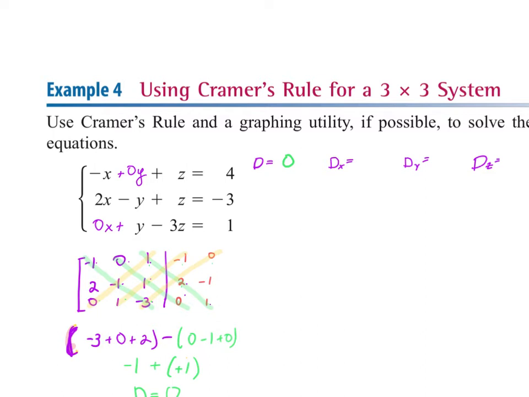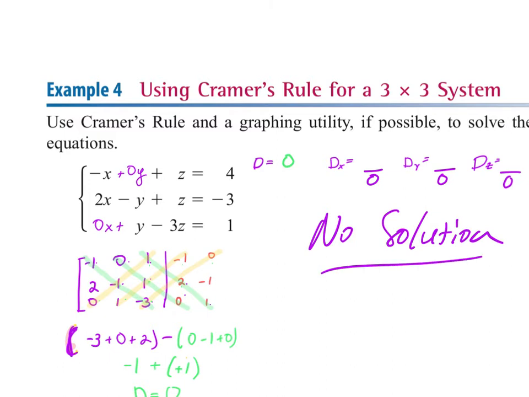Well, anything with 0 on the denominator is undefined. Correct. So is there any solution to this problem? No. Your answer here would be no solution, because I would have to take this coefficient determinant and divide every single x, y, and z determinant. Cannot divide by 0, guys, so it's no solution.